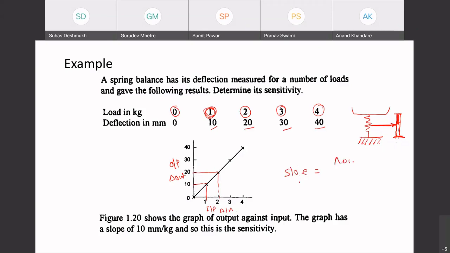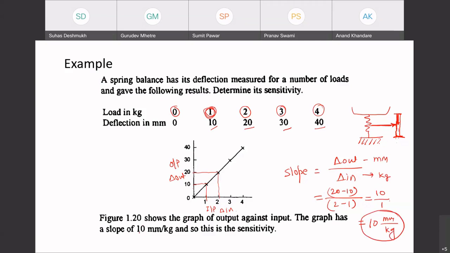Delta out over delta in: delta out will be 20 minus 10, which is 10, and delta in will be 2 minus 1. It will be 10 divided by 1. The output unit is mm and the input unit is kg, so that's why it comes to mm per kg. And this is the way you can determine the sensitivity of any instrument. Okay?